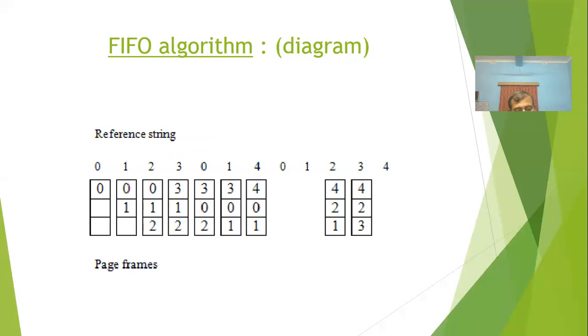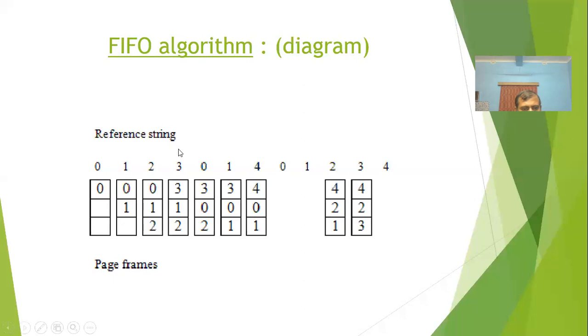All the 3 frames are empty, and we will be loading those frames one by one, whenever some page fault occurs. So the process initially does not contain any page in the memory. For the first page, that is page 0, a fault occurs, and we load page 0 into the memory frame. Next, page 1 is loaded in the second available frame, and then we load page 2.